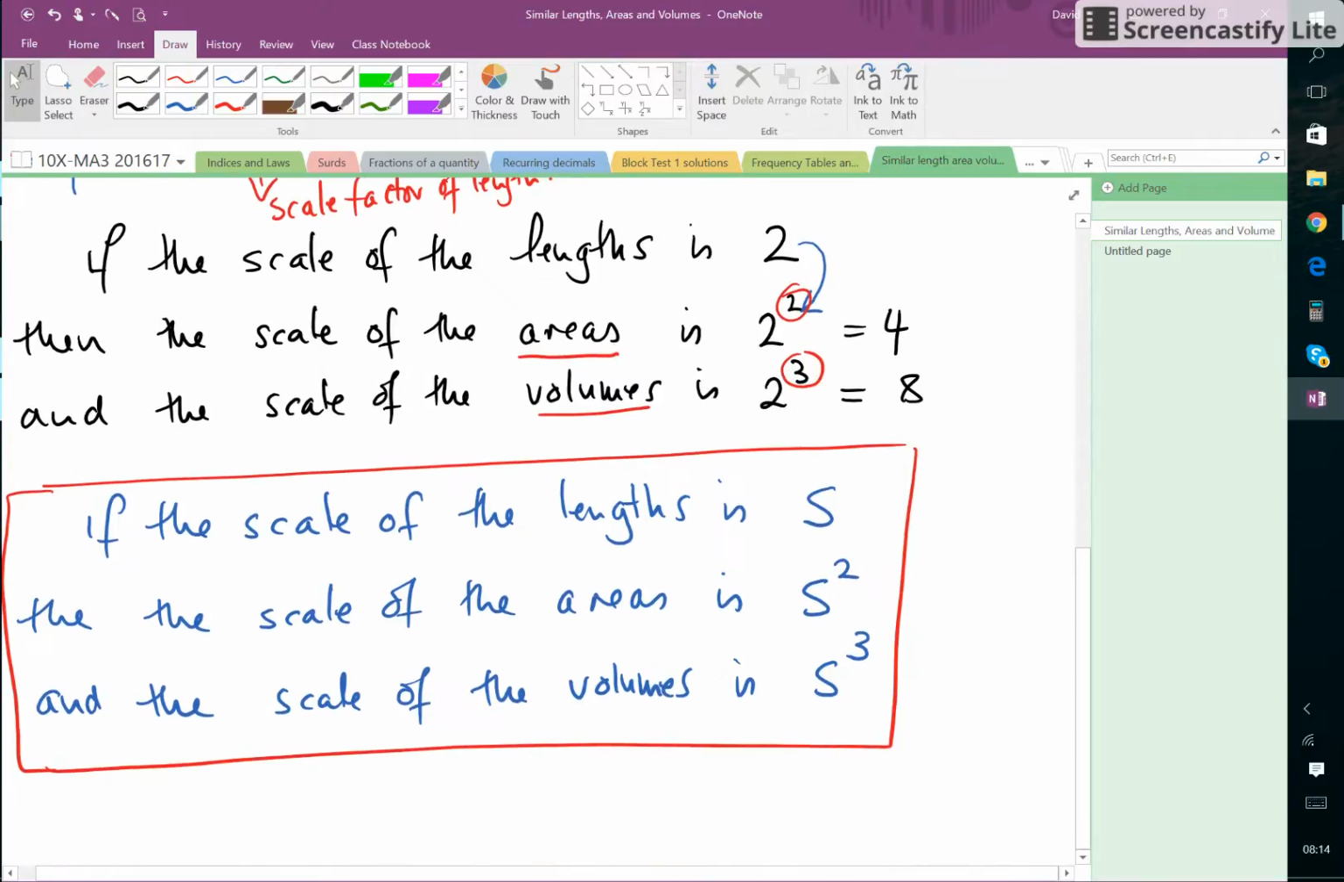And that's the important thing here, is that if we're scaling a shape and we're making the second shape s times as big or s times as small as the original shape, then the areas will be s squared times as big or s squared times as small, and the scale of the volumes will be s cubed.